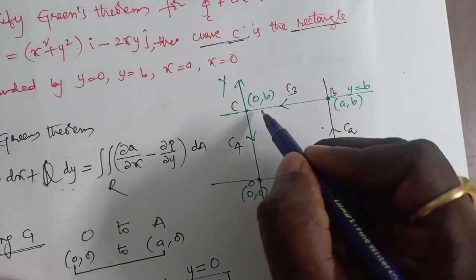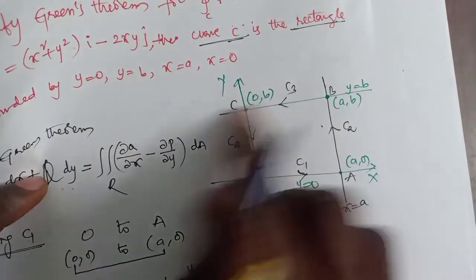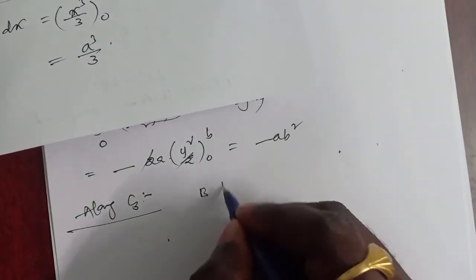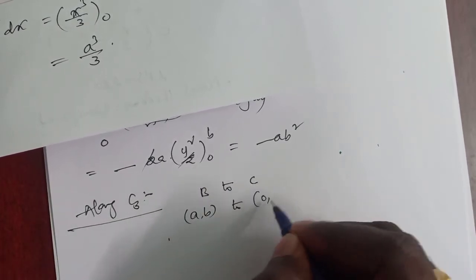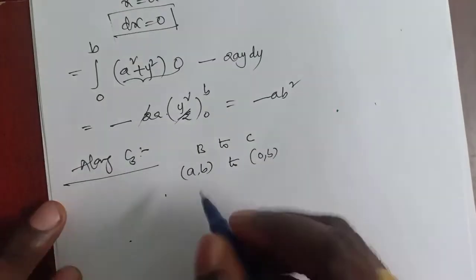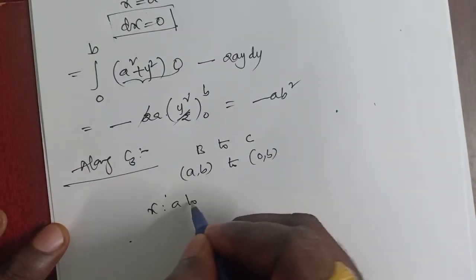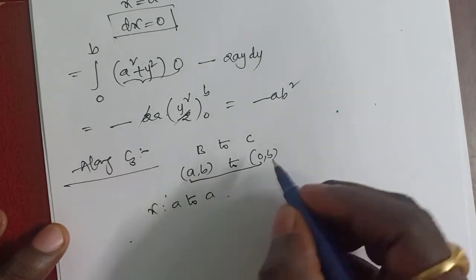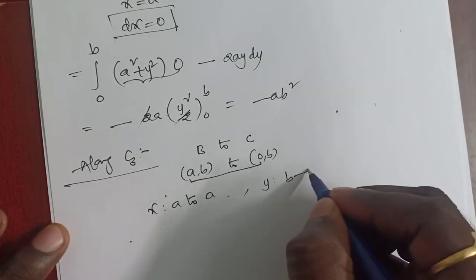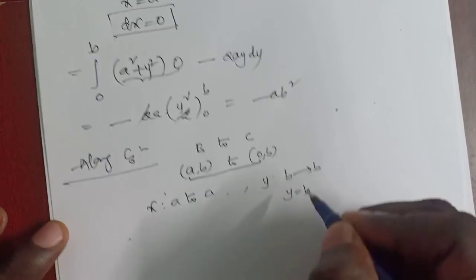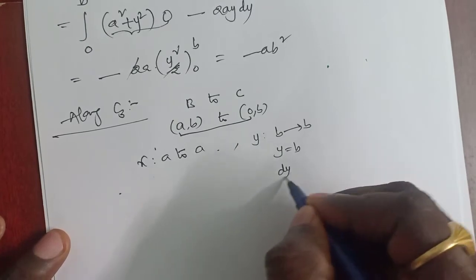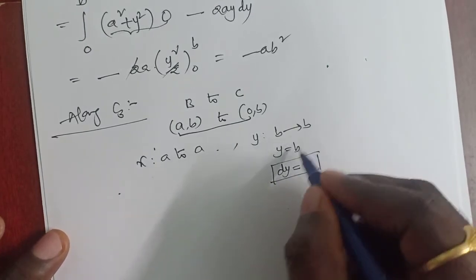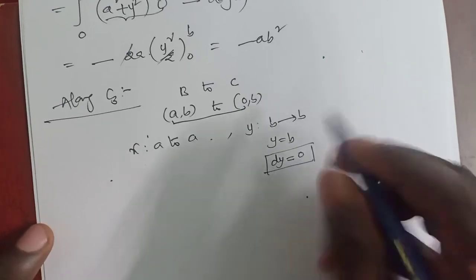So along C3 what we have, the boundaries AB to 0B, so it is BC, which means B to C. Clearly it is AB to 0B. So clearly x ranges from a to 0 and y ranges from b to b, so no change in y, which means y equal to b. Clearly dy is equal to 0, the derivative of a constant is equal to 0.